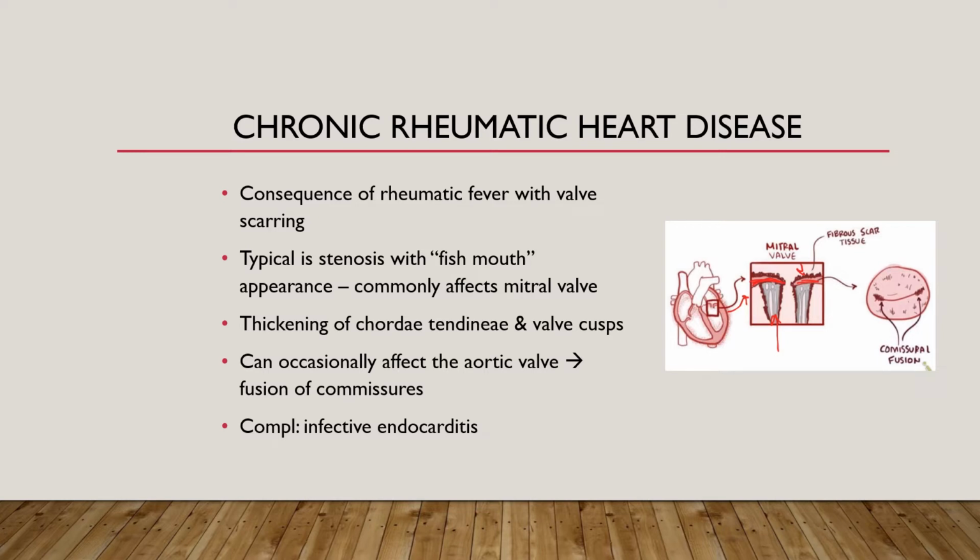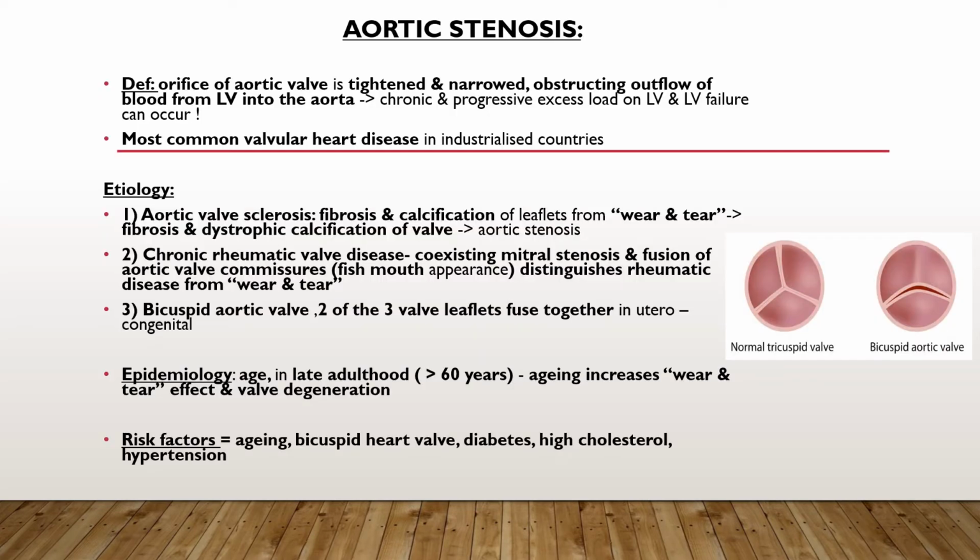There will also be thickening of chordae tendineae and valve cusps. It can also affect the aortic valve, but less frequently, leading to commissural fusion, and a major complication is infective endocarditis. Okay, so now moving on to the most common valvular heart disease present in industrialized countries, which is aortic stenosis.